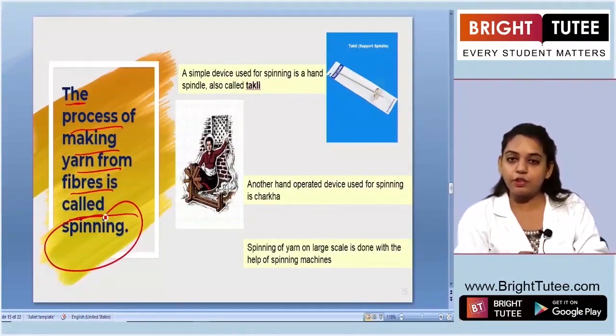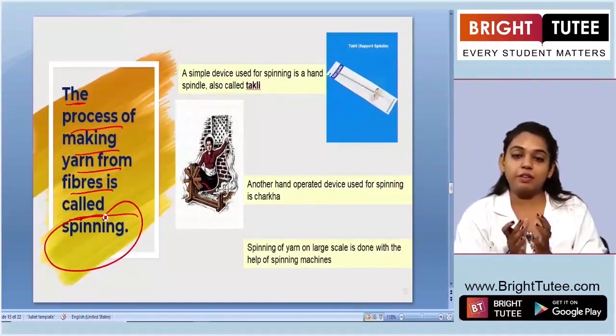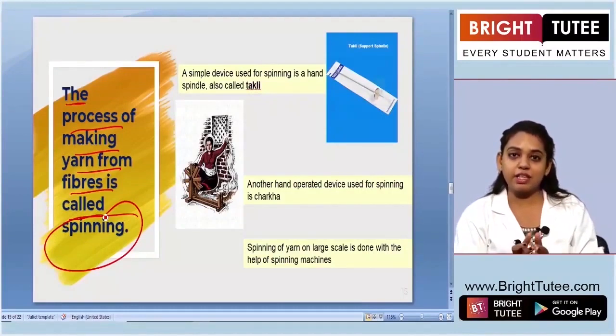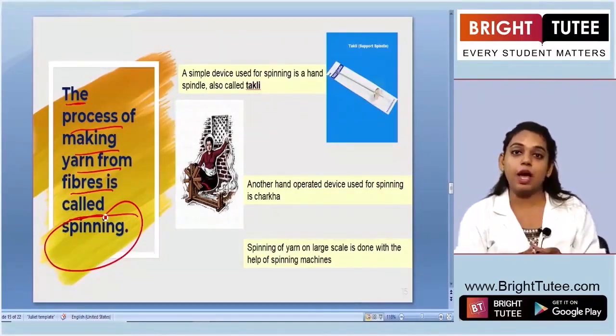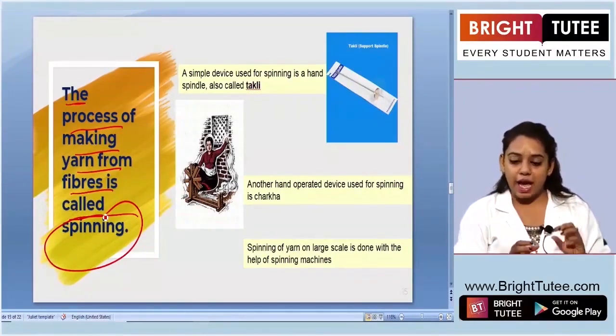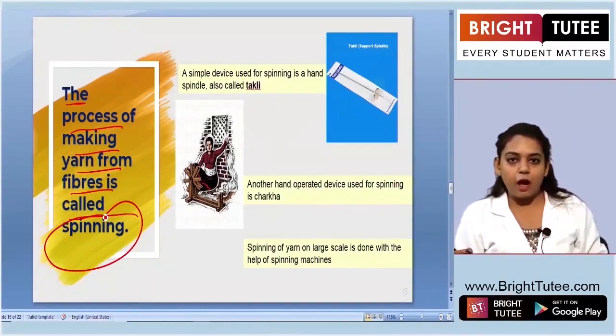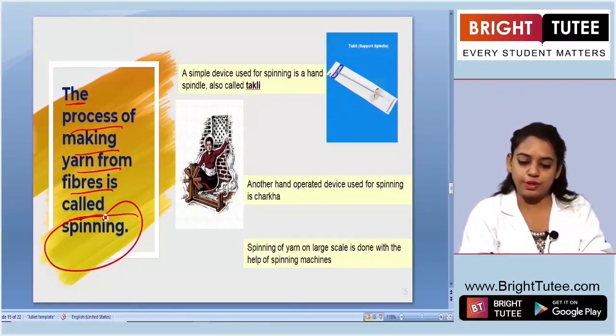So I hope you have understood the meaning of spinning by doing it yourself. The purpose of conducting this activity is that you can never forget a concept if you have done it by yourself. So this is the process of spinning, and we use certain tools for spinning now. Earlier it was done by hand, but now we have tools for this.